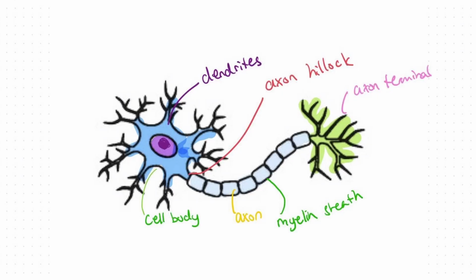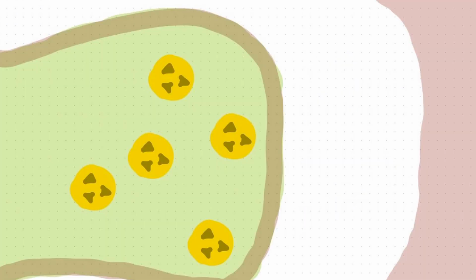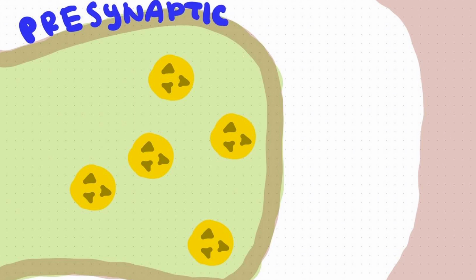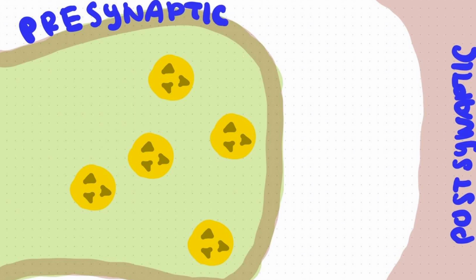Now let's go look at the axon terminal, zooming in on one end where it makes contact with the end of another neuron, gland, or muscle cell. This junction is called a synapse, and the gap between the two is called the synaptic cleft. Our neuron is the presynaptic, while the new neuron is the postsynaptic cell.